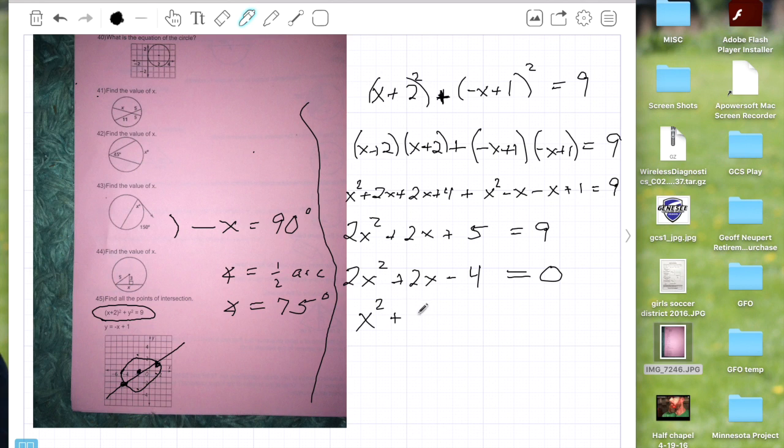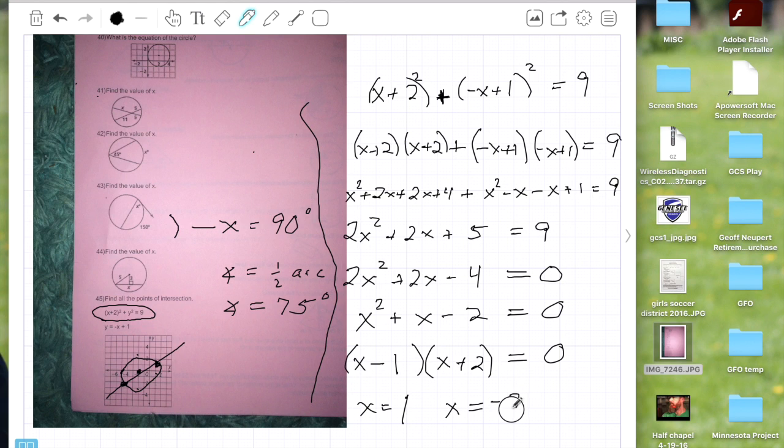X squared plus x minus 2. I divided everything by 2. Both sides divided by 2. 0 divided by 2 is 0. Now, this, I believe, will factor down to x minus 1. Nope, scratch that. Nope, that is right. X plus 2. x squared plus 2x minus 1x minus 2. Okay, so in this, x equals positive 1, and on this one, x equals negative 2.